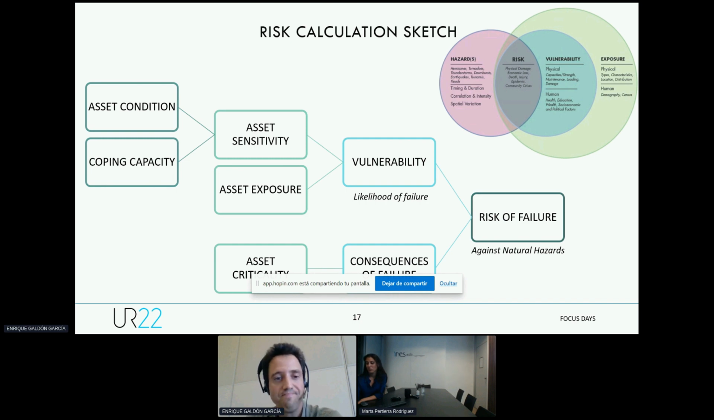In terms of the asset criticality, what does this define? We could maybe summarize it as the importance that the asset has within the network, and it's based on economical, social, and environmental indicators, as we were mentioning before.